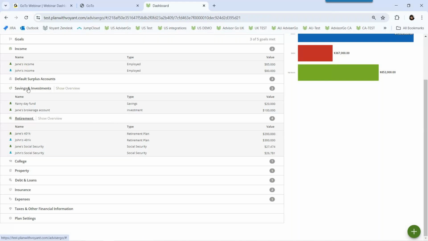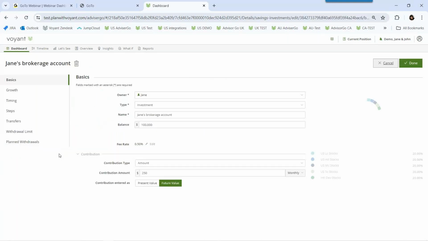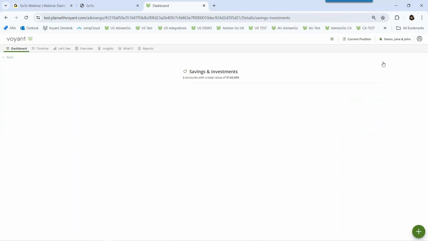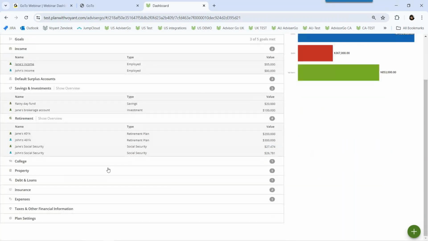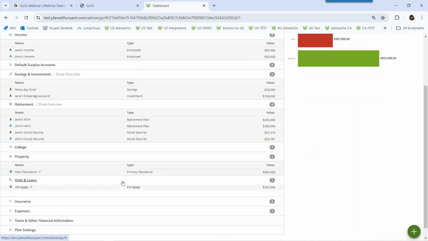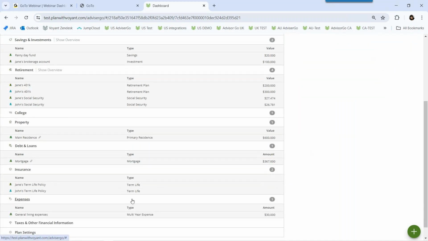If you wanted to take a deeper dive into savings and investments or retirement, you can also look at Show Overview. This will give a breakdown of any asset allocation you have built into the plan, and then you can also click on these at any point if you want to make any changes. All right, and going back, also in reviewing property, debts and loans, any insurance policies, and expenses.